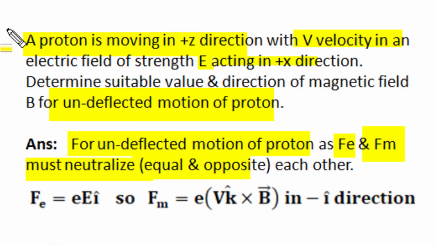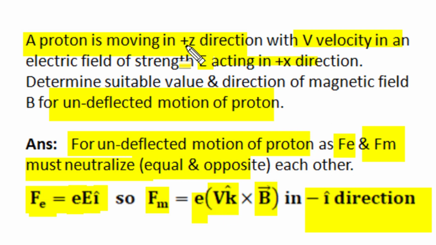Now electric force on the positive proton charge acts in the direction of the electric field, that is in plus x direction, and the unit vector in plus x direction is i cap. So electric force is charge multiplied by intensity of electric field in i cap direction. So magnetic force must be in minus i cap direction, opposite to electric force, and its magnitude is given as charge multiplied by the vector product of velocity vector and magnetic field flux density vector, and velocity is in plus z direction, so it is denoted by the unit vector in plus z direction, k cap, and we have to find out the direction and magnitude of the magnetic field for undeflected motion of the proton.